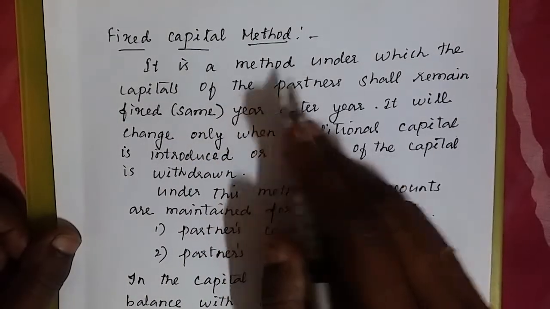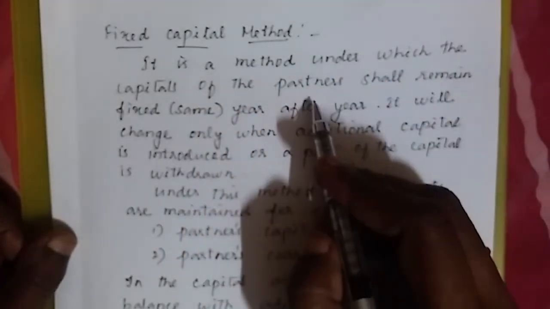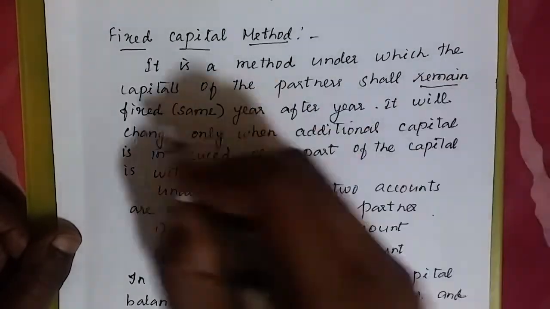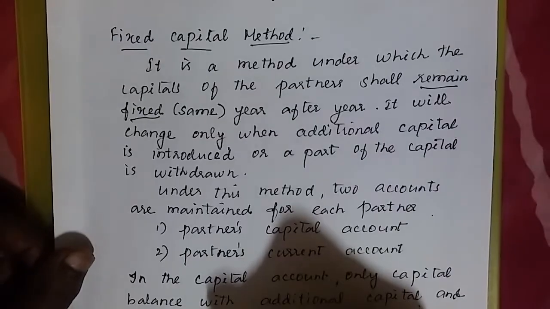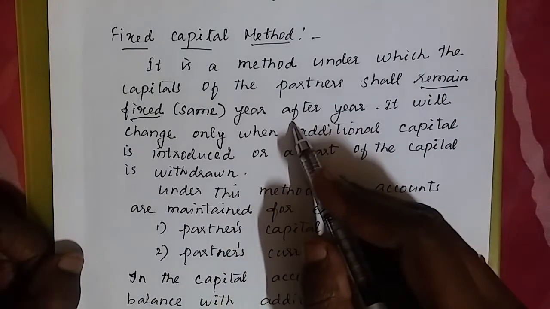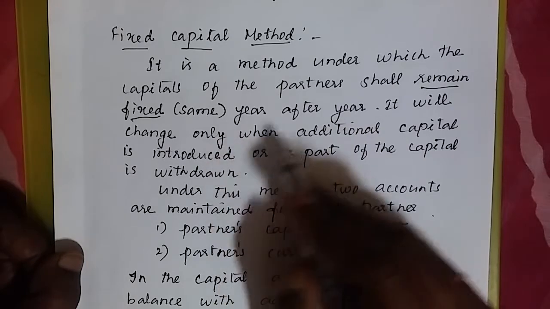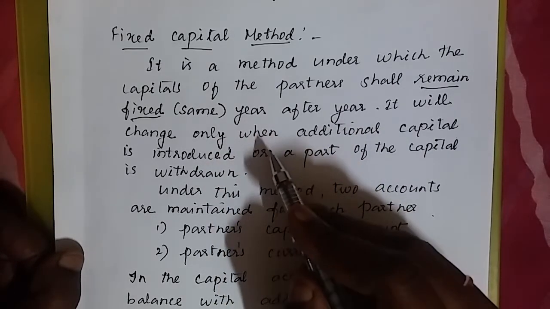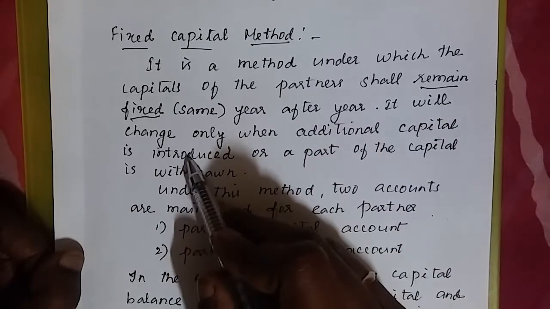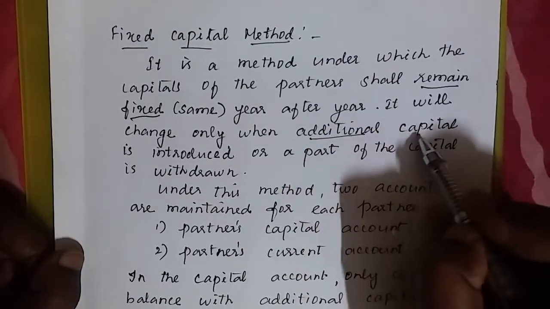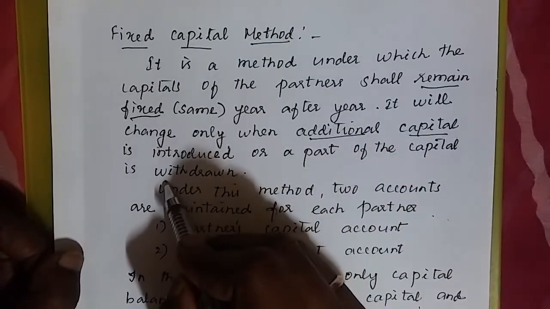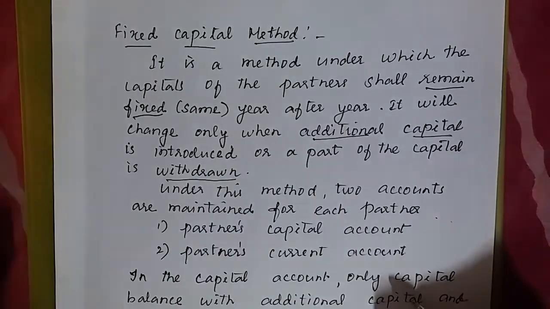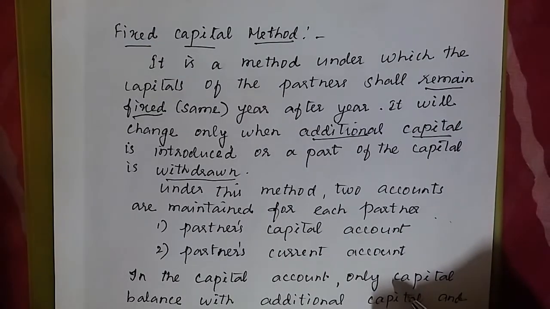It is a method under which the capitals of the partners shall remain fixed. What happens here? The capital remains fixed year after year. Fixed means every year the capital value is same. But it will change only when additional capital is introduced or a part of the capital is withdrawn. See, in this method, capital remains fixed year after year.